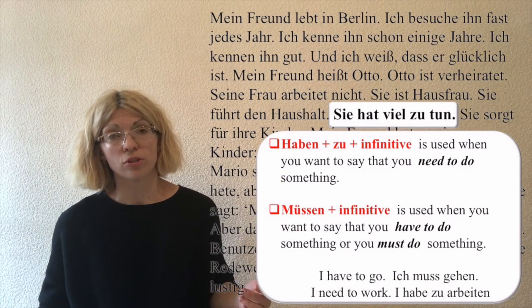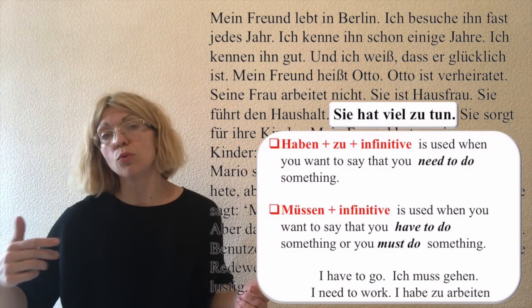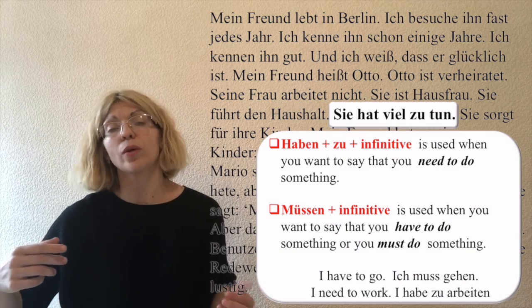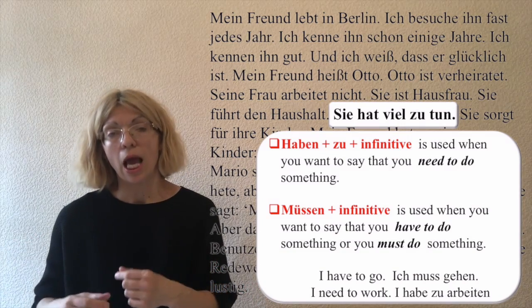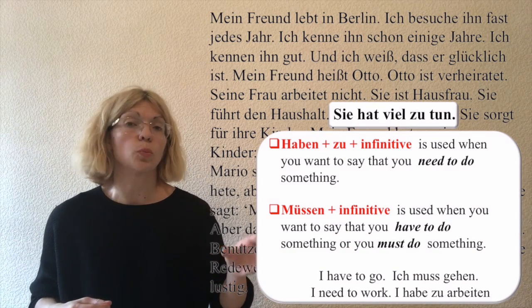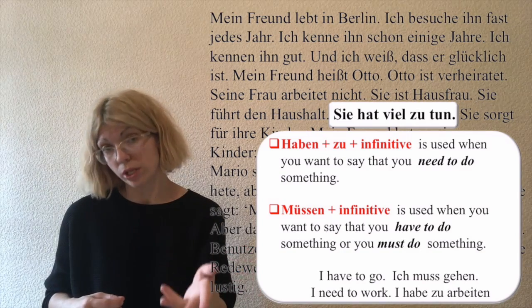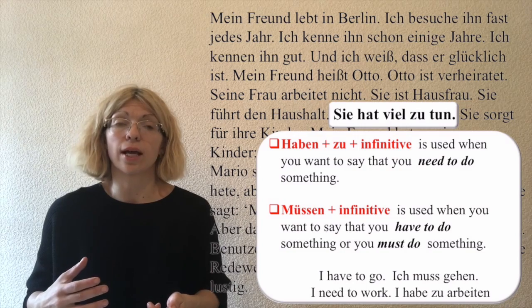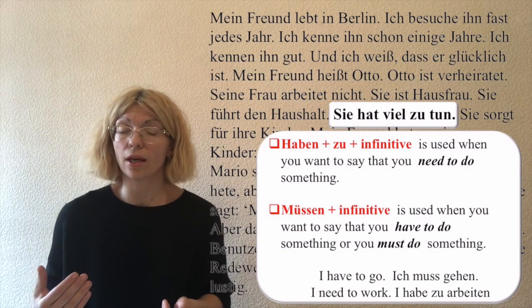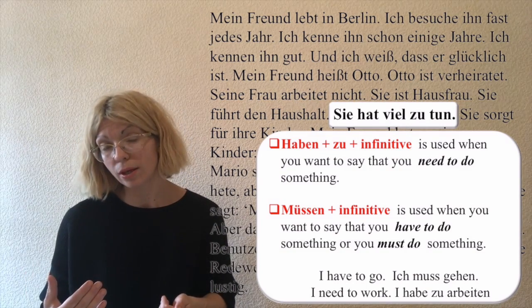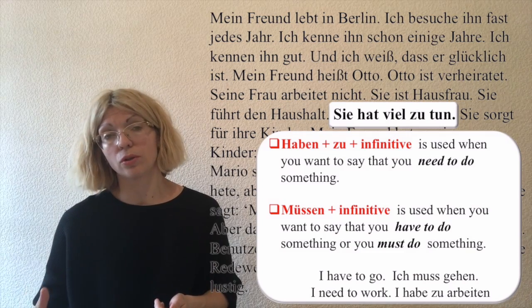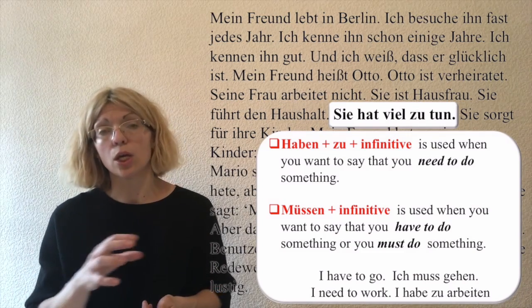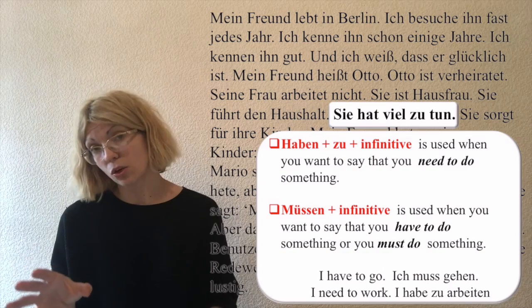One more time. Haben plus zu plus infinitive, you can use when you need to do something. And you can use the construction müssen plus infinitive. Müssen, by the way, is a modal verb. In English, it's equivalent to I have to do something, or I must do something. I have to go, or I must go. Ich muss gehen, and so forth.